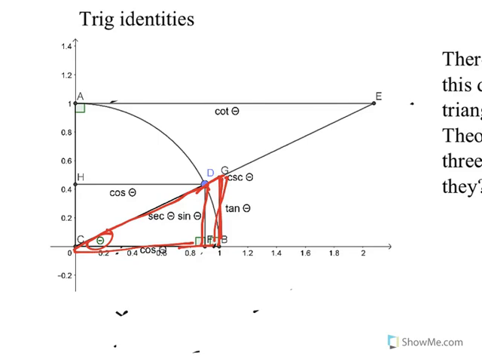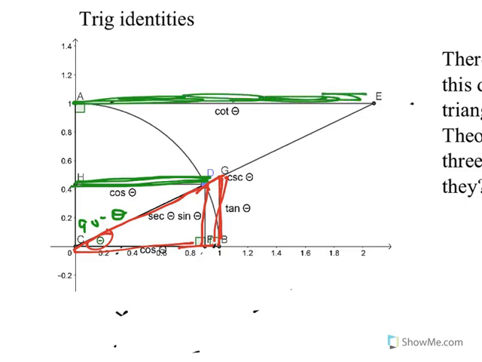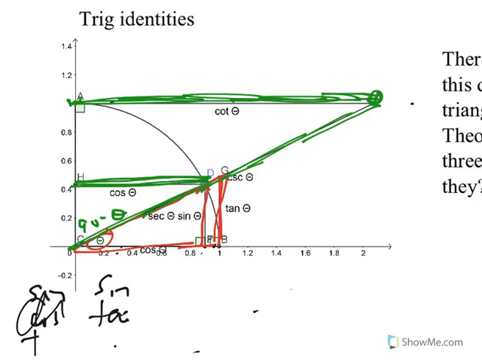On the other hand, if I take the 90 minus theta here, this line here is the sine of the 90 minus theta, otherwise known as the cosine. This line here is called the cotangent. And the cotangent is the tangent of the complementary angle. And this large hypotenuse is known as the cosecant. So there are 6 things: sine, tan, secant, cosine, cotan, cosecant.